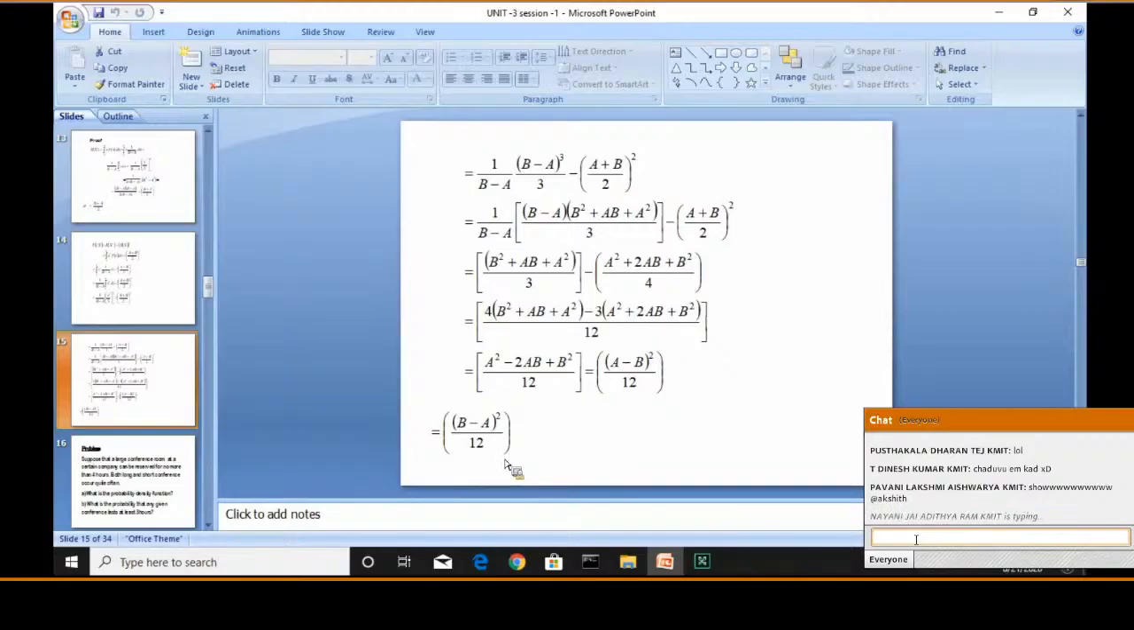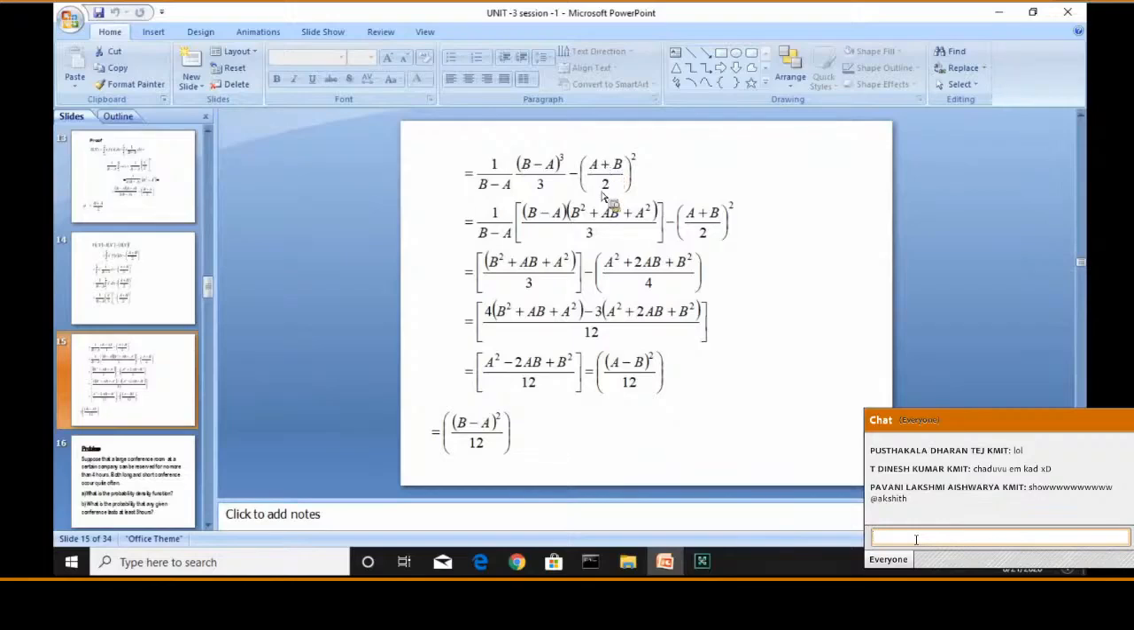Yes, that is what I told you. Mu is equal to b plus a by 2, and the variance is b minus a whole square by 12. So this is the variance of the rectangular or uniform distribution, and we have seen the mean also. Mean, variance and probability density function of the rectangular distribution we have seen. Probability density function is 1 by b minus a, and the mean, am I correct or not?